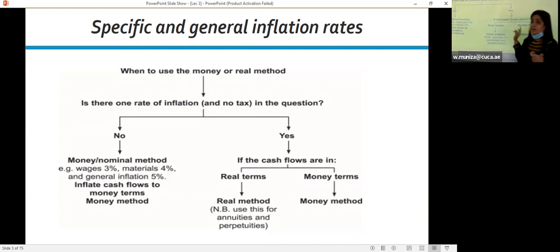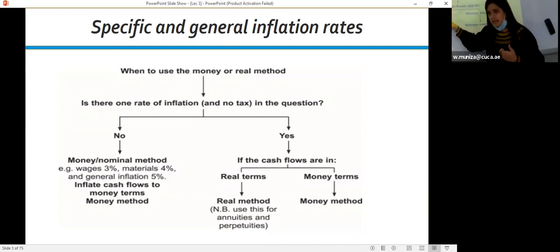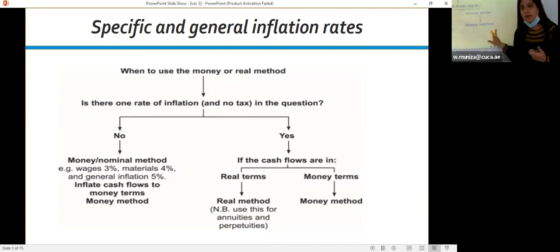When there are more than 1 inflation rates given to you, you will be going for the money rate. If there is 1 inflation rate given to you, you need to consider whether the cash flows are in real terms, in current terms. If they are in real terms, you will be going for the real method. If they are in money terms, you go for the money method. Got it? So this is what you keep in your mind.